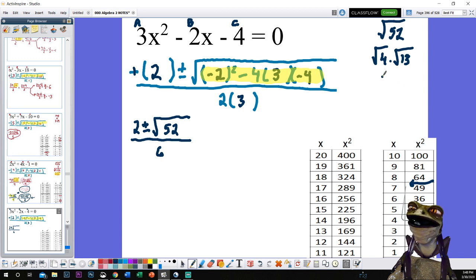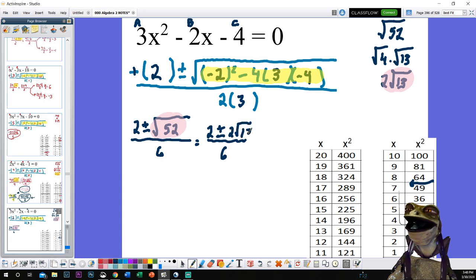What is the square root of 4? It's 2. So I have 2 square root of 13. So right here, this cool little pink section is going to be substituted in this. This is going to be 2 square root of 13 this time. So here we go. We've got 2 plus or minus, leave that blank, 6 right here. I'm going to copy this pink here where that pink used to be. So instead of the square root of 52, I will put 2 square root of 13.